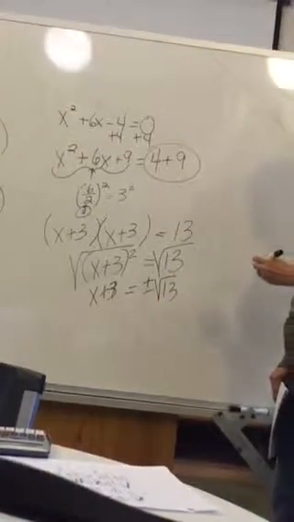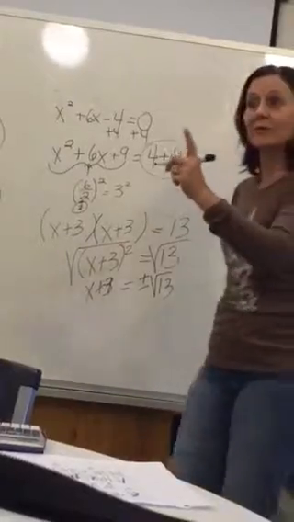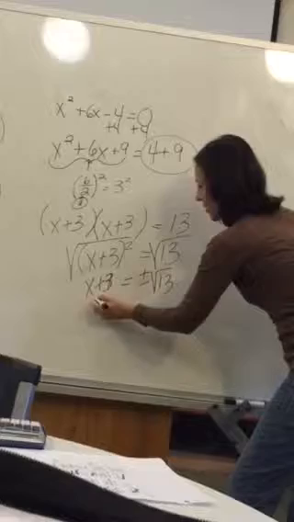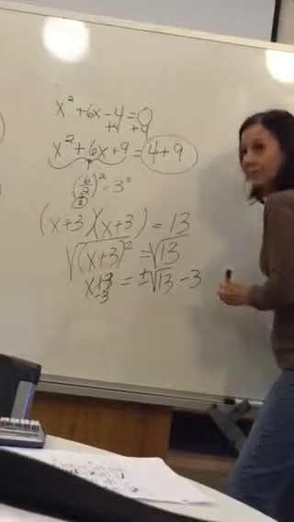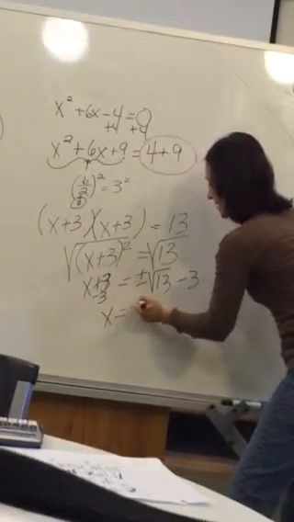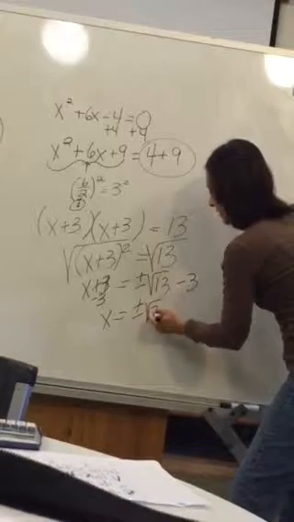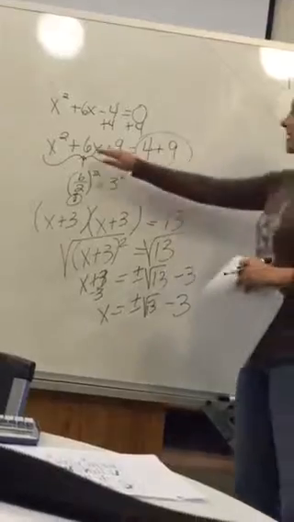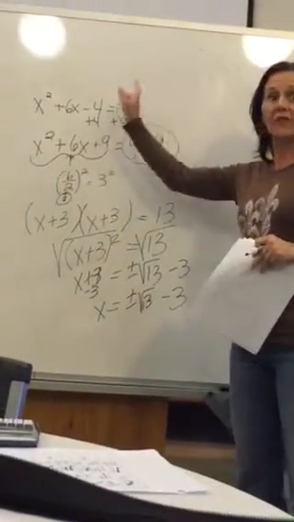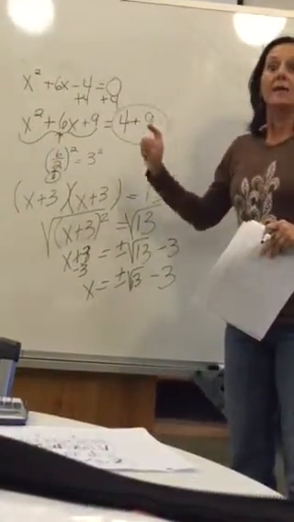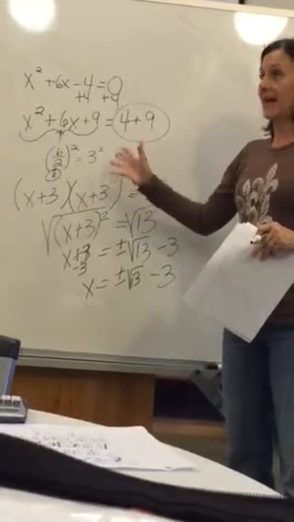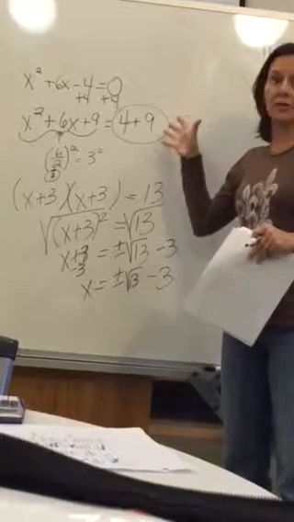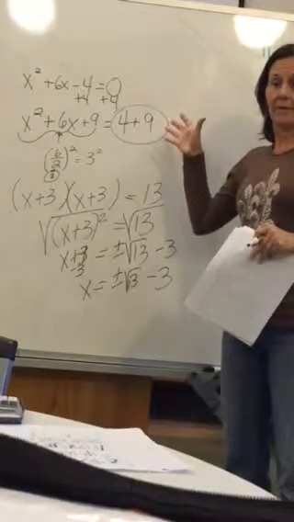When we take the square root, do we check? No. Good remembering. Okay, so I'll move the 3 to the other side, right? X equals plus or minus the square root of 13 minus 3. So we take the coefficient of x to the first power, take half of it, square it, add it to both sides. That's the only way we do not change the value of the equation.